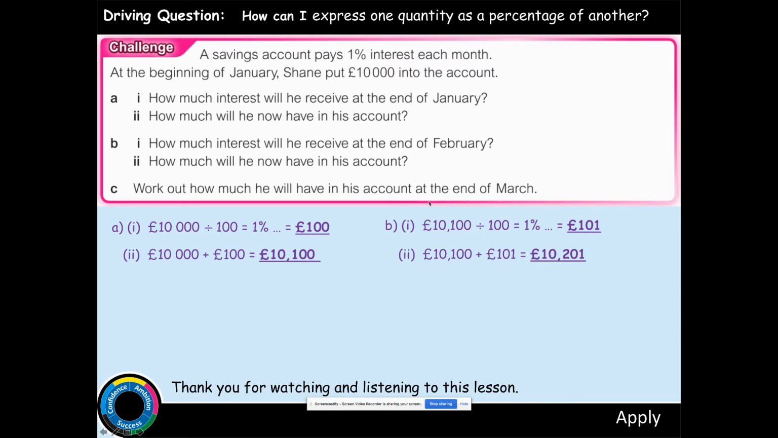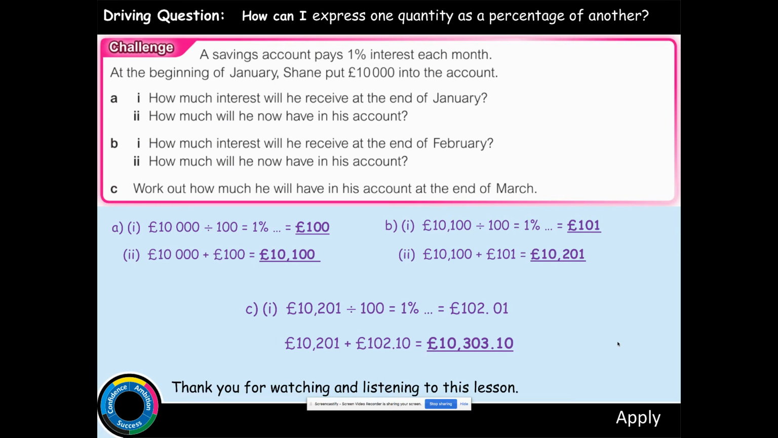So work out how much he'll have in his account at the end of March. So this is another month, and we're starting with this amount. So divide by 100, 1, 2, he'll have £102 and a penny interest, £102 and a penny. So you add that to the original amount he started the month with. So you'll have £10,303.10.